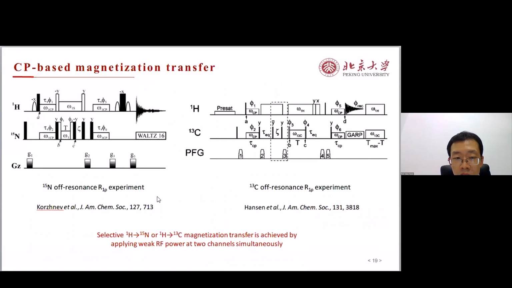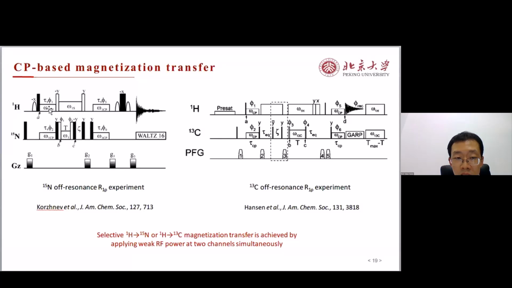Another application of cross-polarization is in this off-resonance R1 rho experiment. In this experiment, the cross-polarization transfer is used for selective excitation purposes.